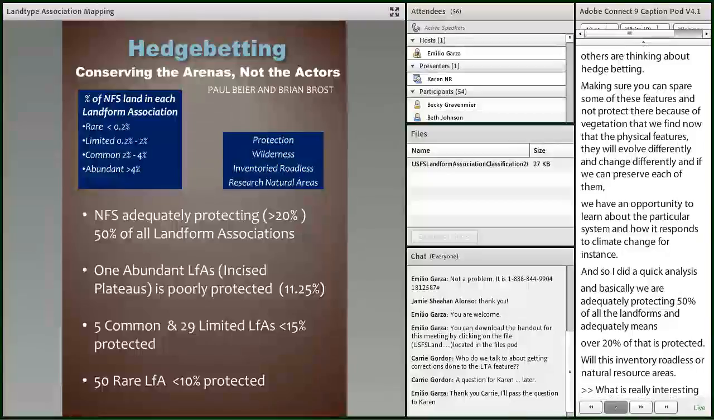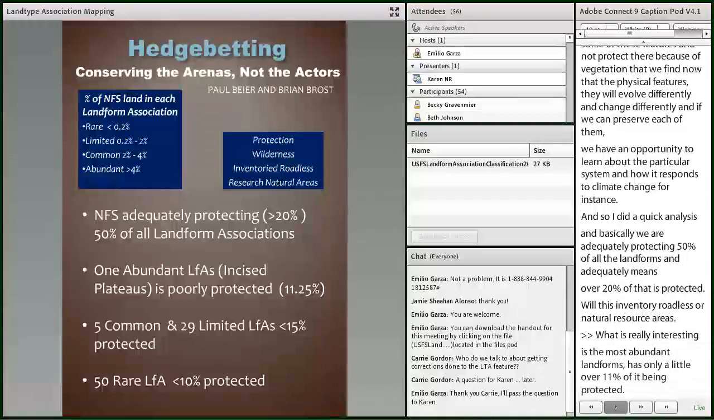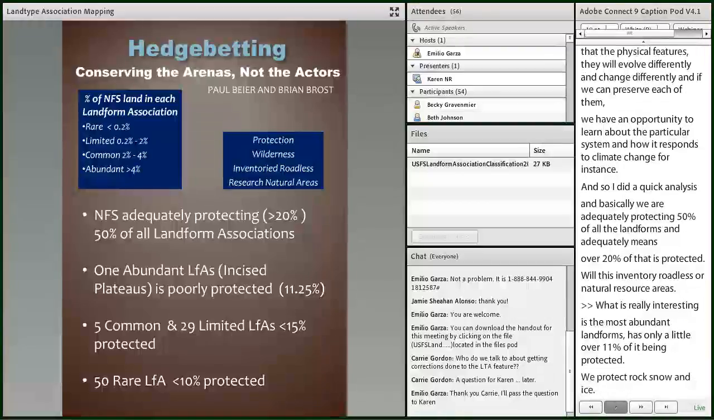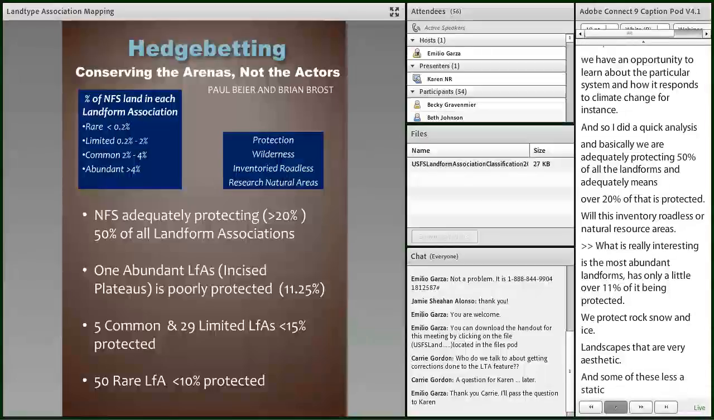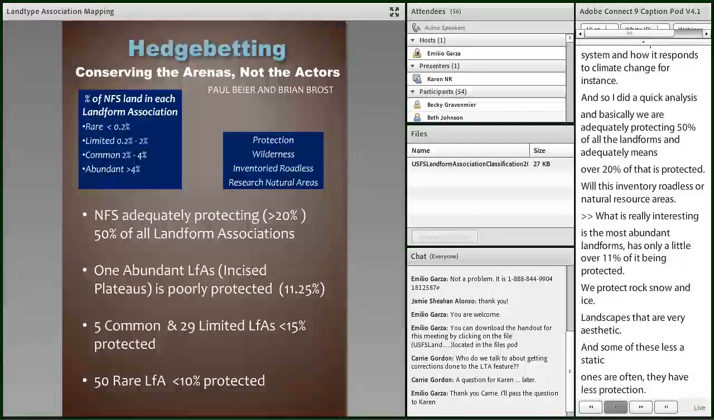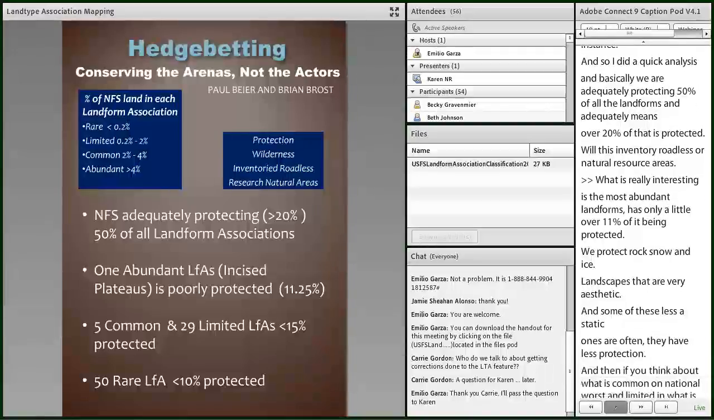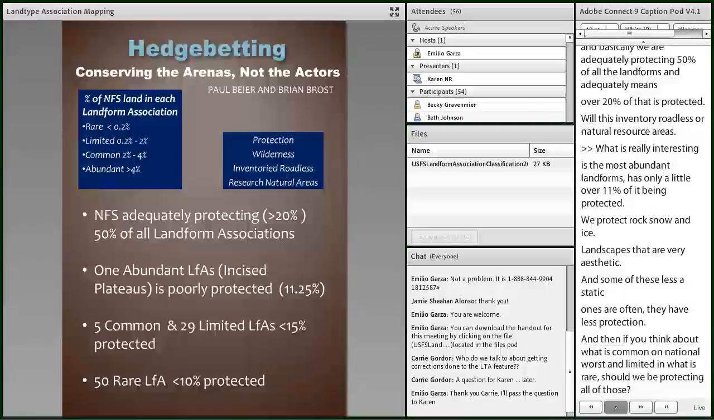And we protect rock, snow, and ice, lots of our glacial landscapes, landscapes that are very aesthetic, and some of these less aesthetic ones often have less protection. And then if you think about what's common on national forests, what's limited, and what's rare, should we be protecting all of those? It's rare on national forests, but we should look outside our bounds and see if it's protected on other landscapes. So this isn't a complete analysis. It's just what I found.